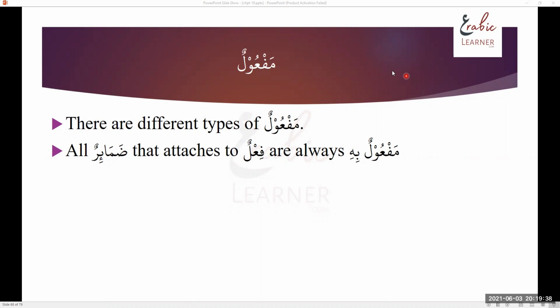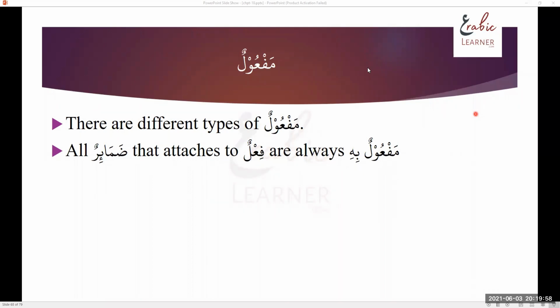So what are the Damir muttasil? For huwa, it is hu. For huma, it is huma. For hum, it is hum. For hiya, it is ha. For huma, it is huma again. Okay? Yes. So what if the Damir is attached to the fail?